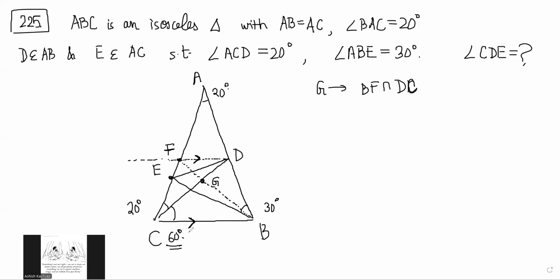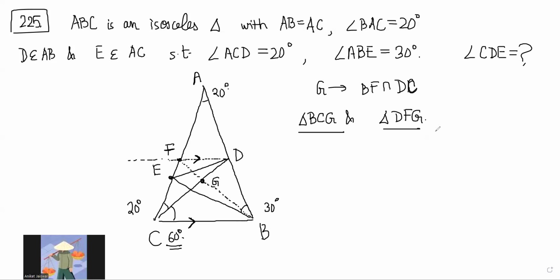Now look at triangle BCG and triangle DFG. They are clearly similar, right? They are obviously similar, and notice that this angle is 60 here. Can we think of equilateral? Is it equilateral that we have to think of?